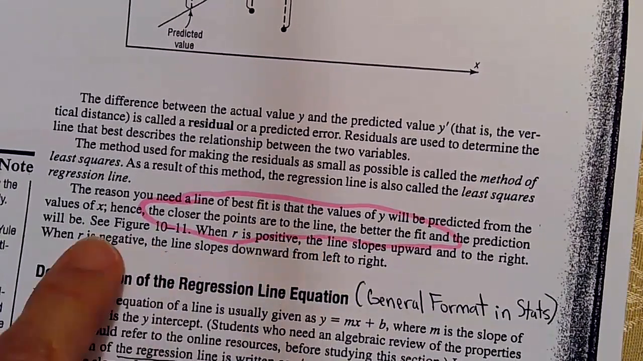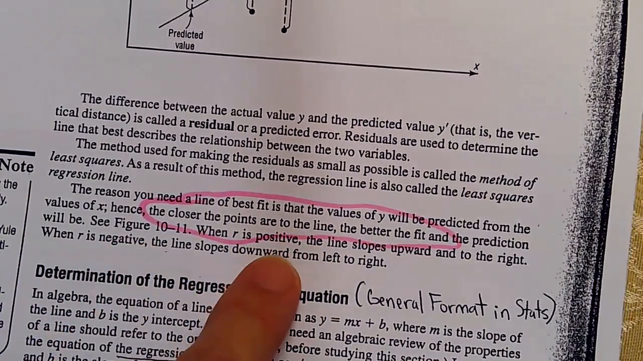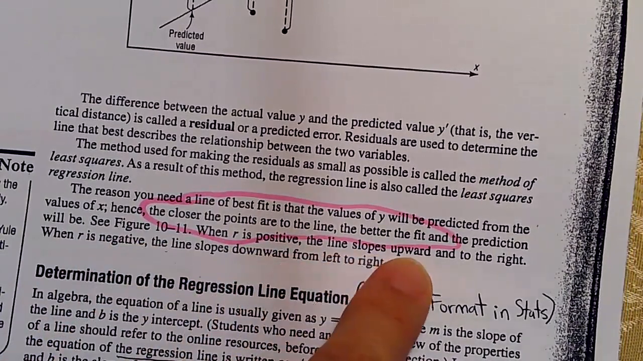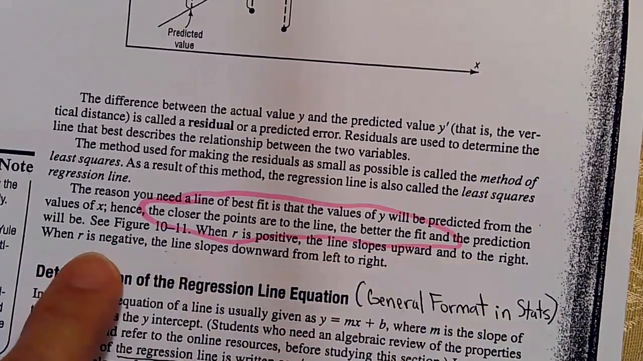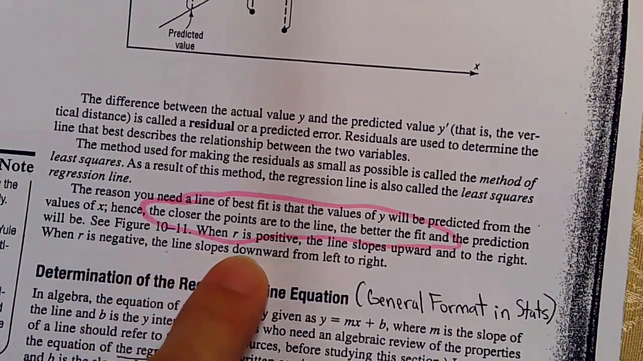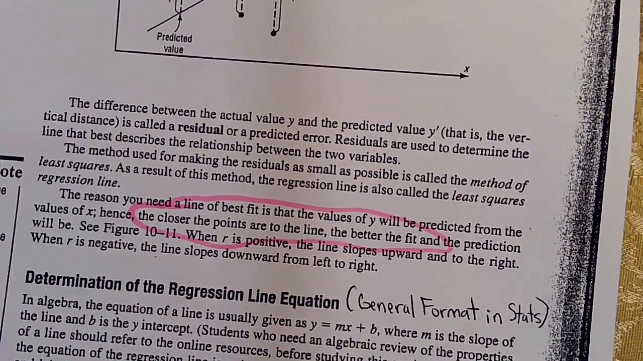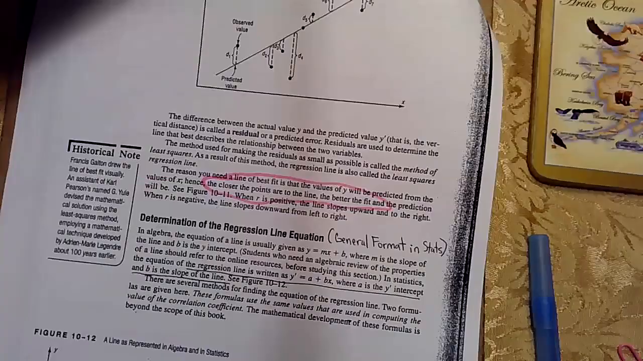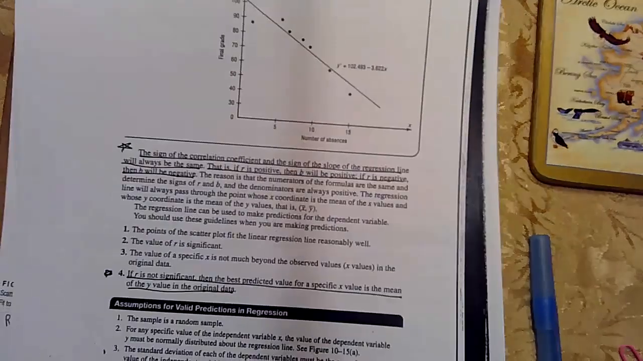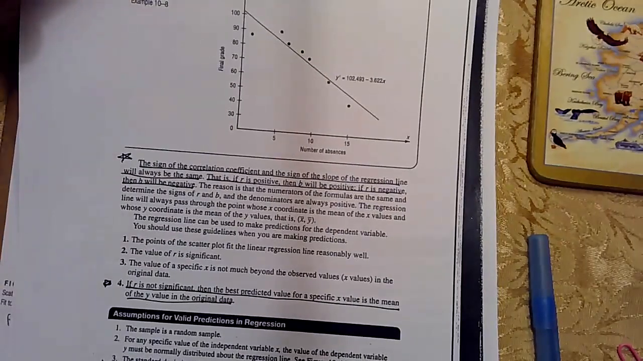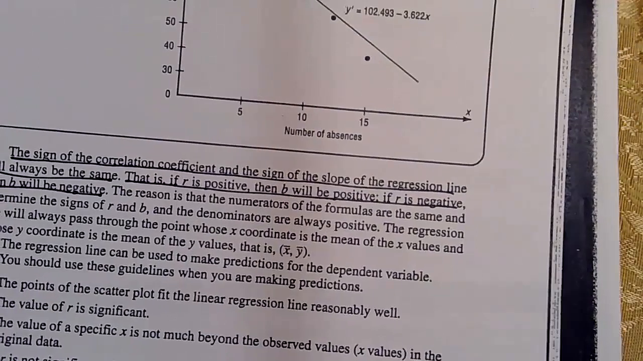And the prediction will be, okay, when r is positive, the line slopes upward and to the right. When r is negative, the line slopes downward, like you're walking downstairs from left to right. I think I had you write this earlier, right?